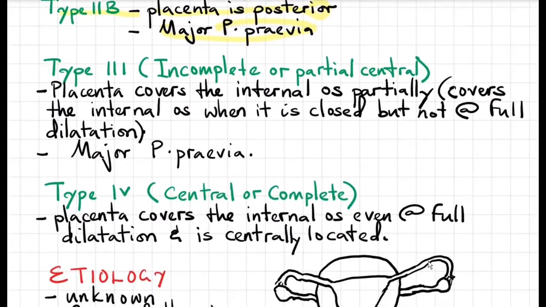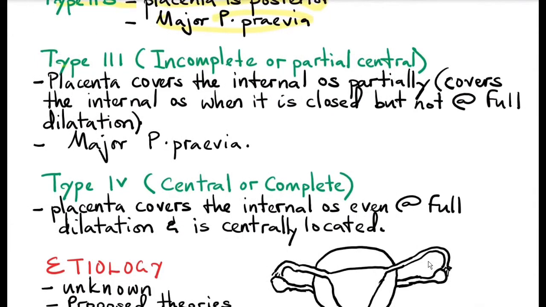And then you have type 3 placenta previa. This is an incomplete or partial central. This is where the placenta covers the internal os partially. It covers the internal os when it is closed but not at full dilatation. This is a major placenta previa. Type 4, this is also known as a central or complete placenta previa. This is a placenta which covers the internal os even at full dilatation and is centrally located.